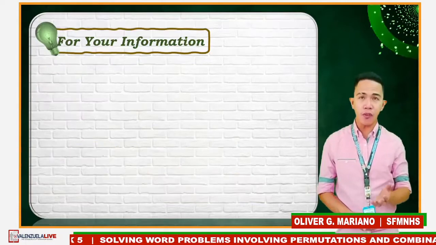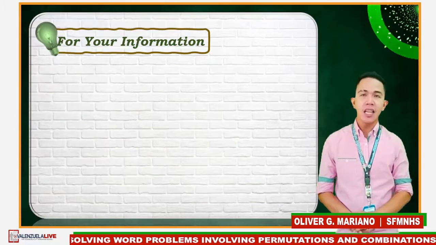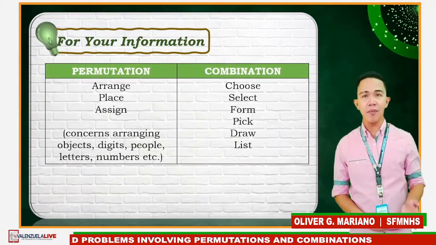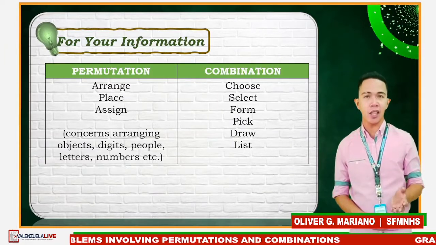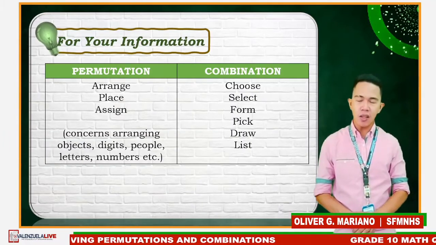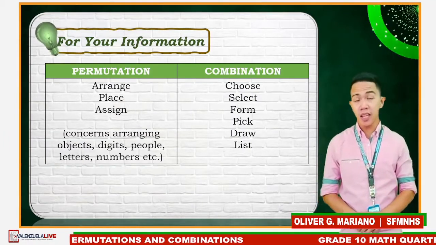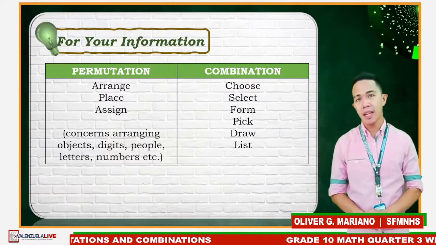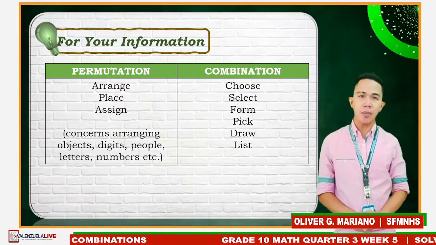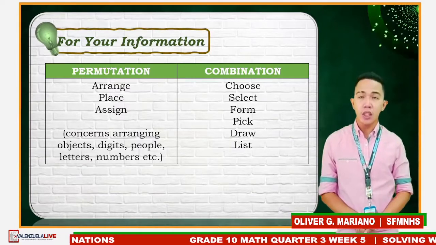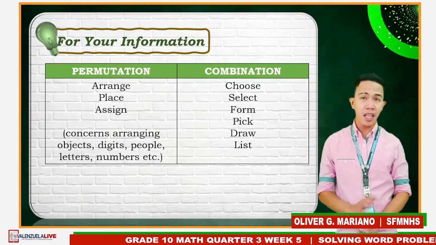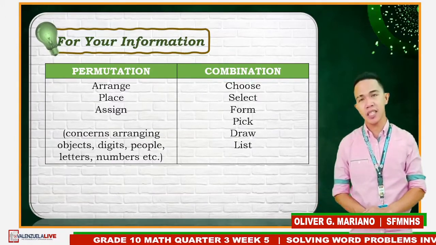Now, to help you further in the next parts of this lesson, let's take a closer look at this table. Most of the time, a permutation problem contains the words arrange, place, assign, and the like. Also, it concerns arranging objects, digits, people, letters, numbers, and many more. Whereas a combination problem often contains the words choose, select, form, pick, draw, list, or other words that are essentially of the same context.